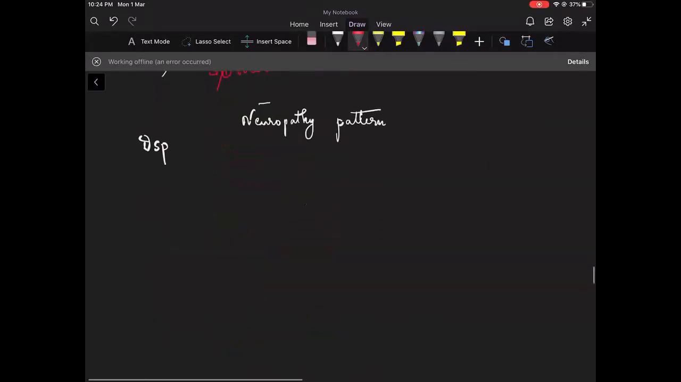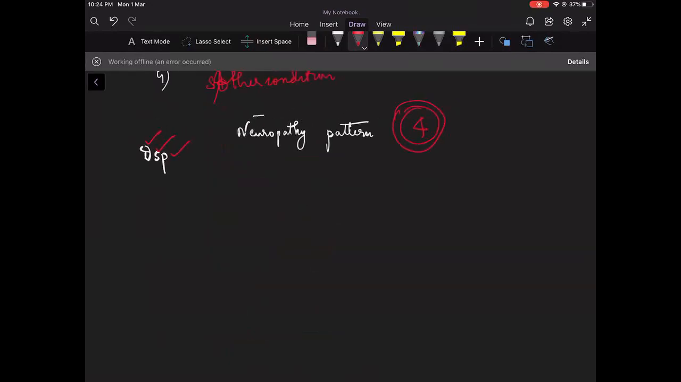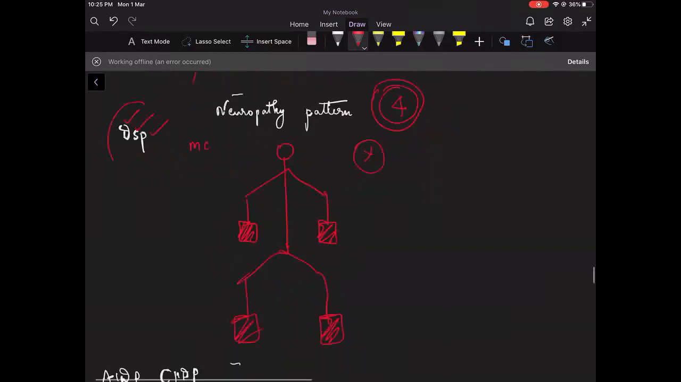So the neuropathic pattern: there are typically 4 important patterns which we have to remember. The first important pattern is distal symmetric polyneuropathy, and it is the most common form of neuropathy seen in HIV. The patient typically has involvement of the distal sensory nerves. Why it occurs is unknown, but this kind of presentation in an HIV patient can also be seen after treatment.